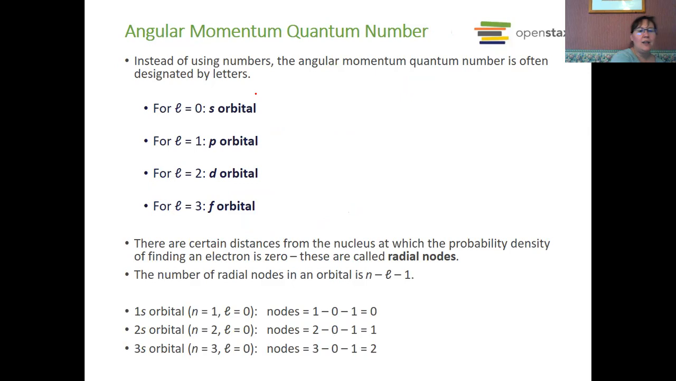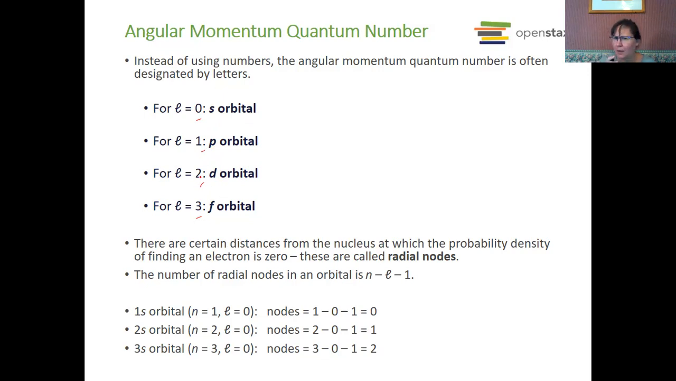Okay. So the angular momentum quantum number, these subshells, are sometimes referred to by their numbers, 0, 1, 2, and 3, but they're also referred to by a letter. So when L is 0, we have S. When L is 1, we have P. When L is 2, we have D orbitals. And when L is 3, we have F orbitals.